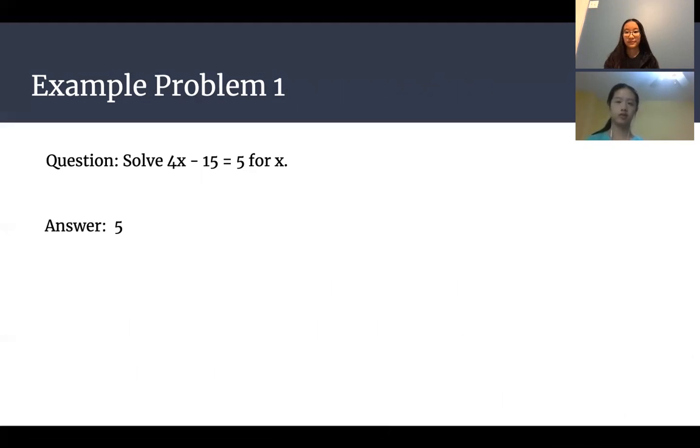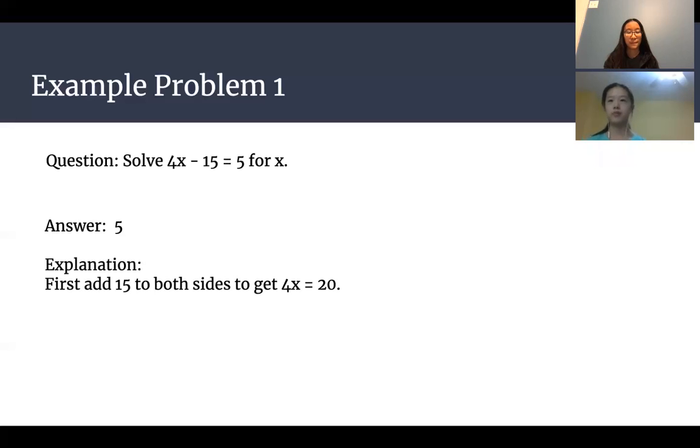So the answer for this would be 5. Remember, we're trying to isolate x on one side of the equation. To do that, we're first going to add 15 to both sides. What that does is cancel out the 15 on the left side, and it adds 15 to the right side, which gives us 4x equals 20. And then we divide both sides, not just one, both sides, by 4 to get x equals 5. And that's the answer.